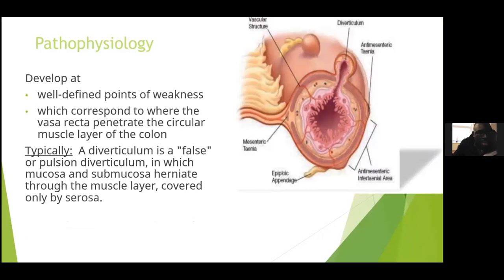In terms of the pathophysiology, it develops from well-defined points of weakness, which correspond to where the vessels, the vasa recta, penetrate the circular muscle layer of the colon. These are the weak points. Typically, the diverticulum is a false one, in which the mucosa and the submucosa herniate through the muscle layer, and it is only covered by the serosa.